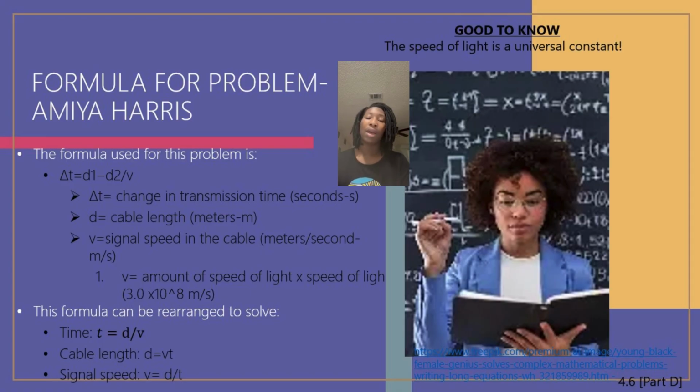The formula can be rearranged to solve for regular time. So time equals D over V. You can solve for cable length: D equals V times T. And signal speed, V equals D over T. Something that's good to know, the speed of light is a universal constant.